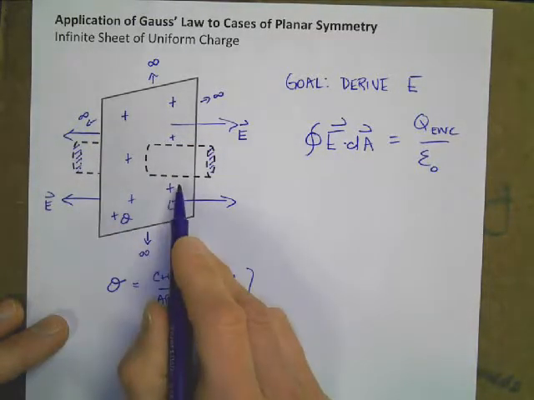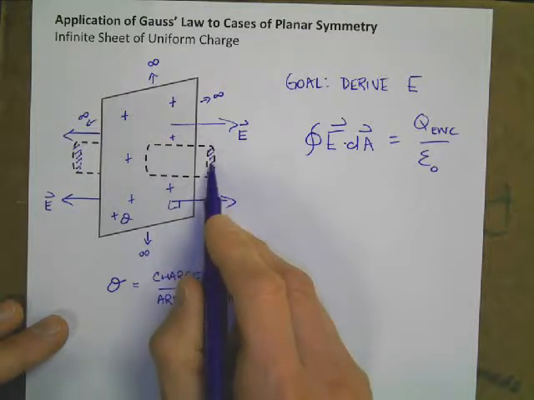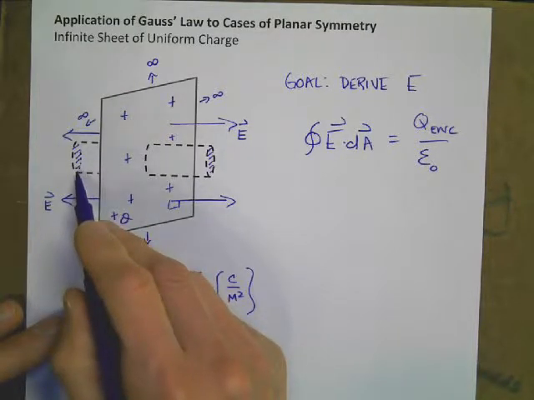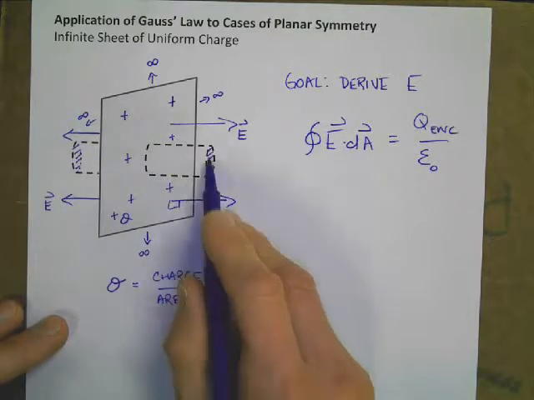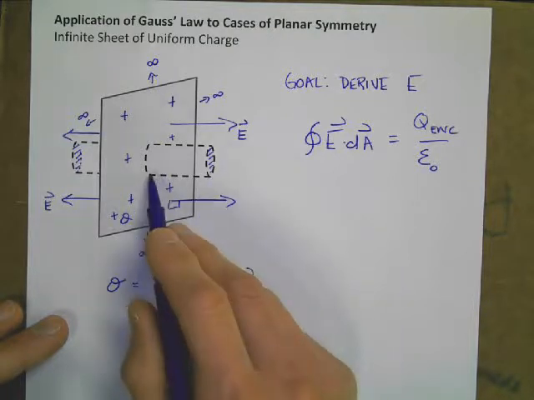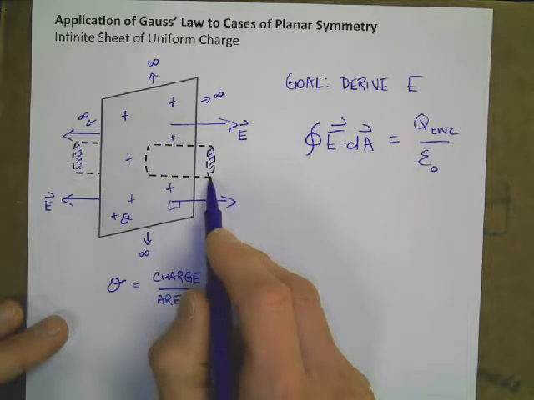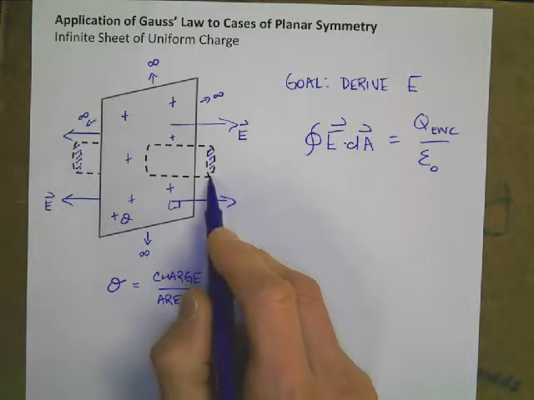Now, this is a cylinder that I happened to draw, and the fact that it's a cylinder isn't really that important. What's really important is the fact that you've got flat ends on the cylinder. It's kind of like a parallelepiped where you have flat ends. In other words, this could have been a rectangular box too, right? My Gaussian surface could have been rectangular. It doesn't have to be a cylinder.